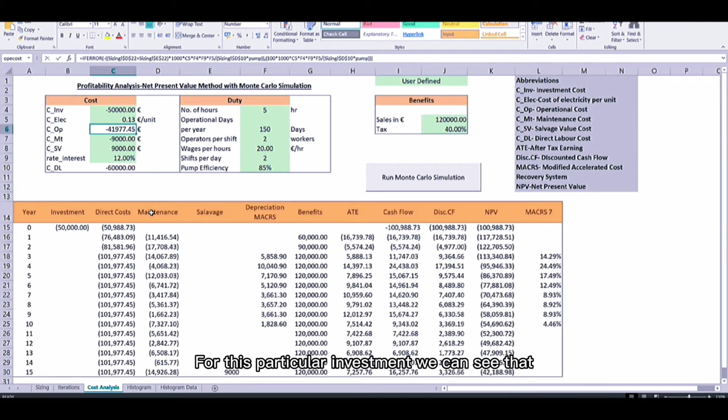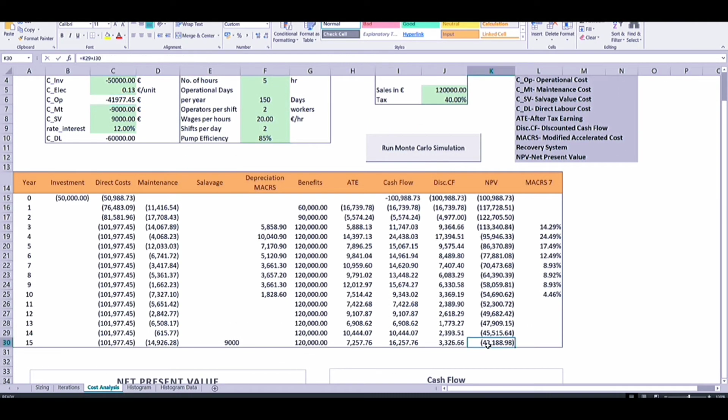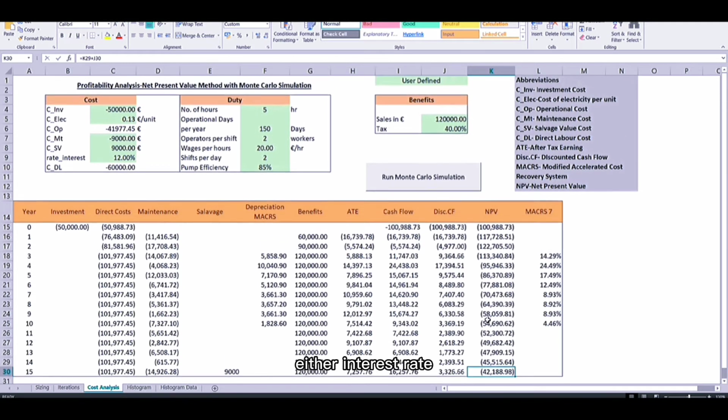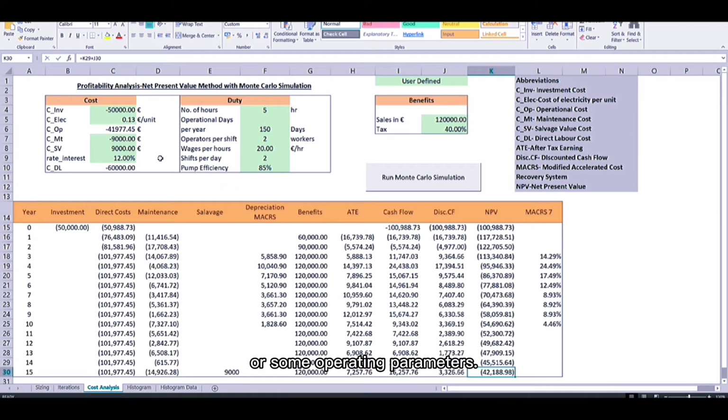For this particular investment, we can see that the NPV is negative. The parenthesis in accounting means negative value. Even if NPV is negative, it does not mean that the investment is not profitable. Instead, it means that we are not making enough profit due to either interest rate or some operating parameters.